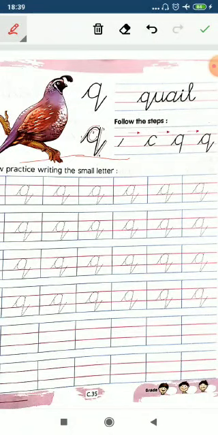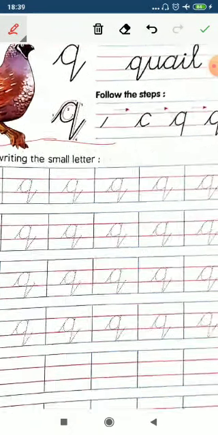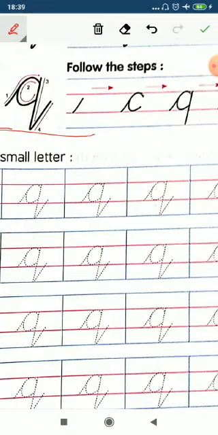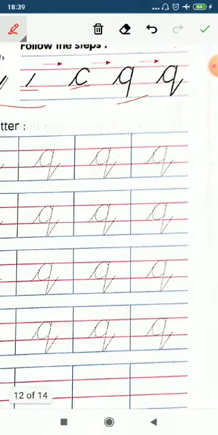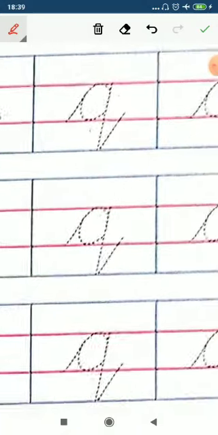Okay, Q is very easy, like G. But you have to turn it. Aapko ise turn kar dena hai. Okay, ye dekhiye. Now C, now line, and then okay, similar to G ke jaisa hi hai lagbhag. Okay, so let's start how to write Q.